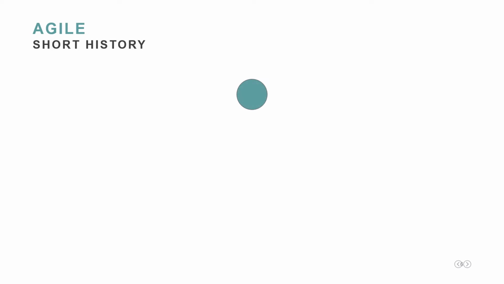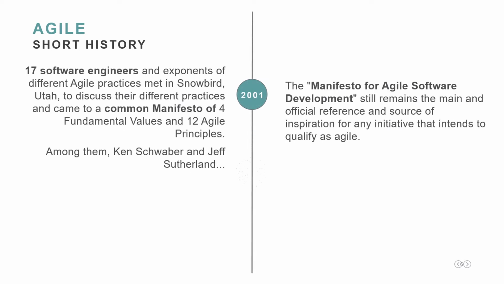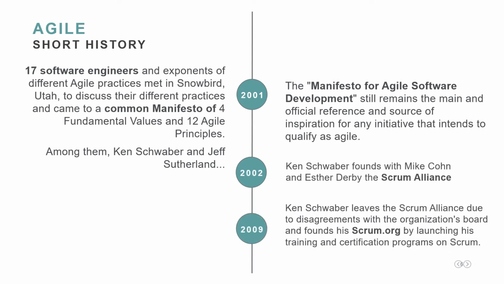As anticipated, in 2001, 17 exponents of different agile practices that matured during the 1990s met in Snowbird, US, to discuss their different practices and came to a common manifesto made up of 4 values and 12 agile principles. Among them were Ken Schwaber and Jeff Sutherland. The Manifesto for Agile Software Development still nowadays remains the main official reference and source of inspiration for any initiative that intends to qualify as Agile. The year after, Ken Schwaber founded the Scrum Alliance, a non-profit organization with a mission to develop and sustain the Scrum framework. But seven years later, he left the Scrum Alliance due to disagreements with the organization's board and founded Scrum.org, launching his training and certification programs on Scrum.